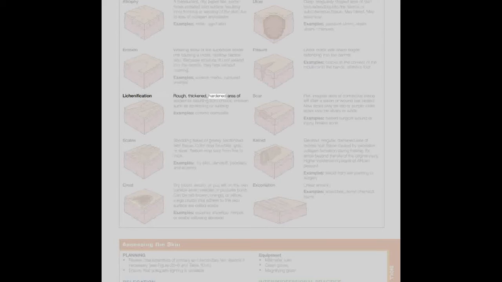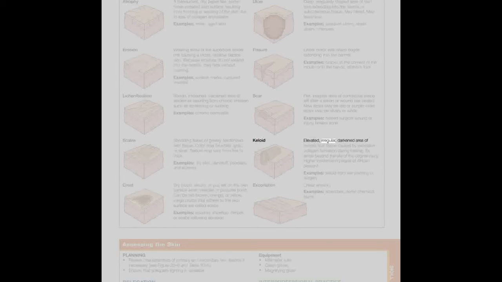Lichenification: rough, thickened, hardened area of epidermis resulting from chronic irritation such as scratching or rubbing. Examples: chronic dermatitis. Scar: flat, irregular area of connective tissue left after a lesion or wound has healed. New scars may be red or purple; older scars may be silvery or white. Examples: healed surgical wound or injury, healed acne. Scales: shedding flakes of greasy, keratinized skin tissue. Color may be white, gray, or silver. Texture may vary from fine to thick. Examples: dry skin, dandruff, psoriasis, and eczema.